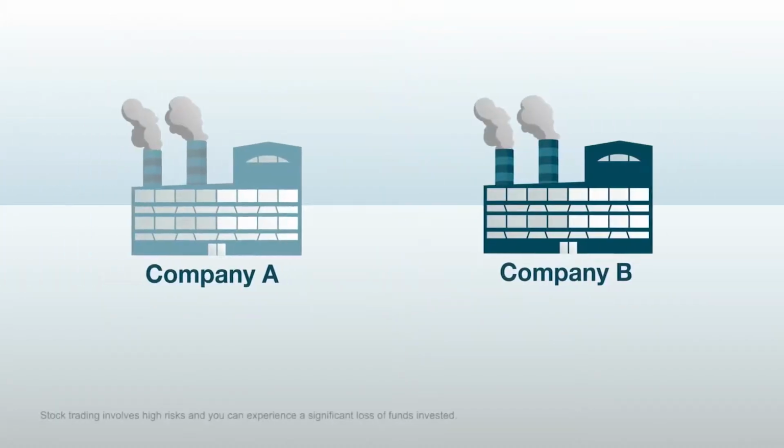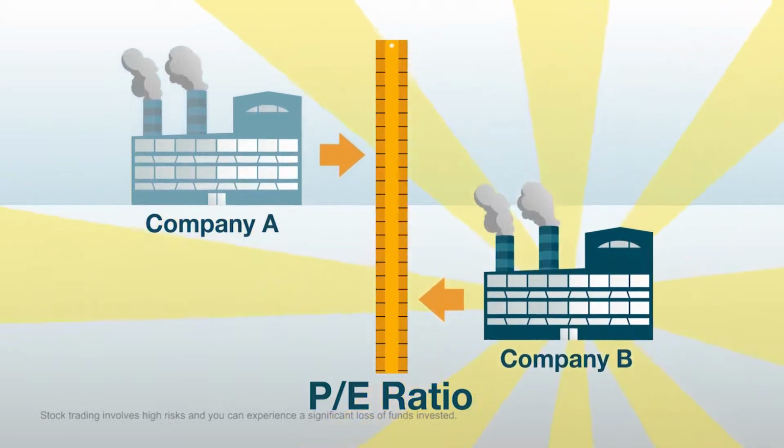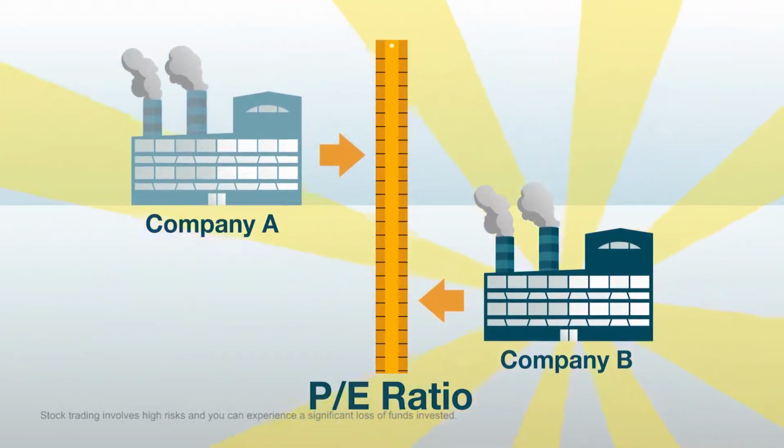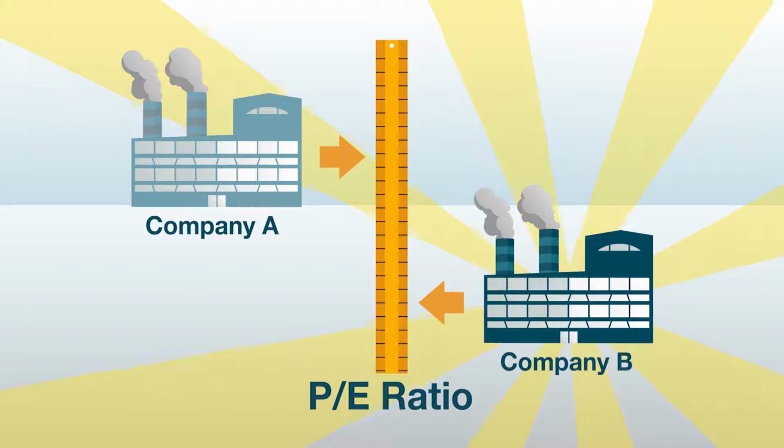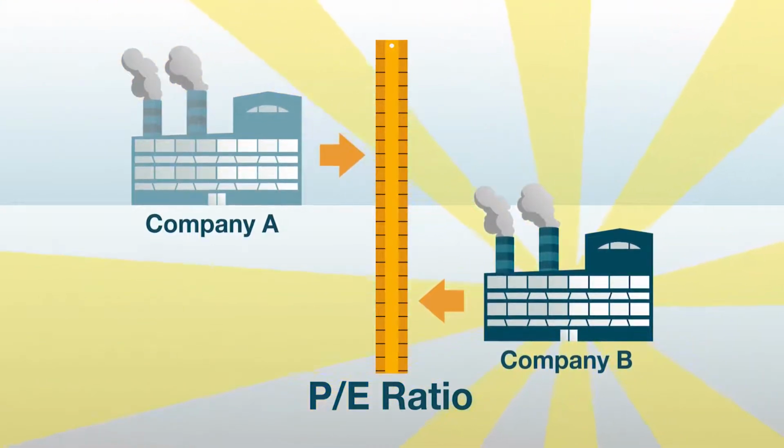In this example, Company B may be a better value, not because it has a lower stock price, but because it has a lower PE ratio. In other words, the lower the PE, the less an investor is paying per dollar of a company's overall earnings.